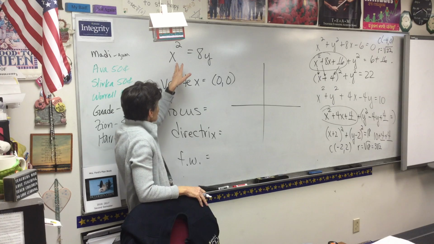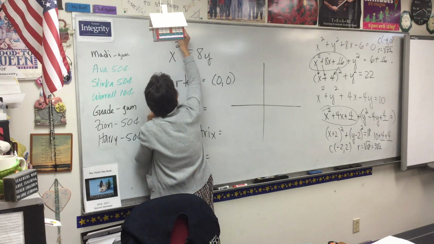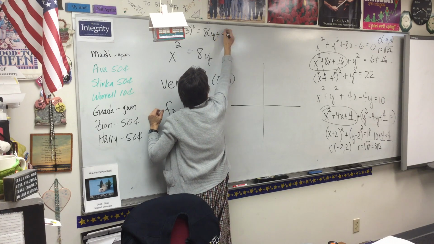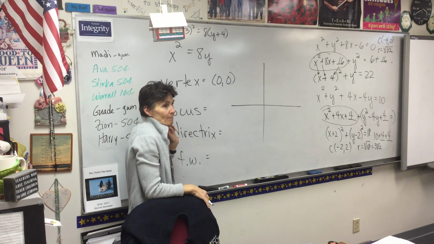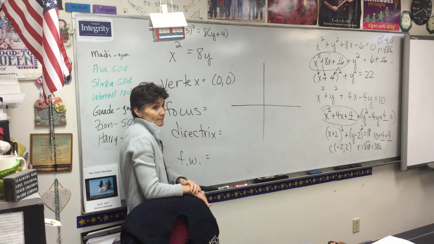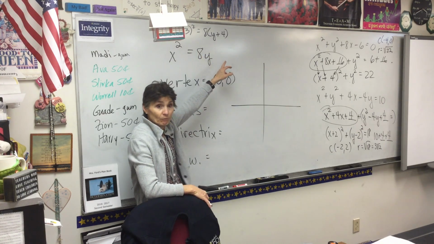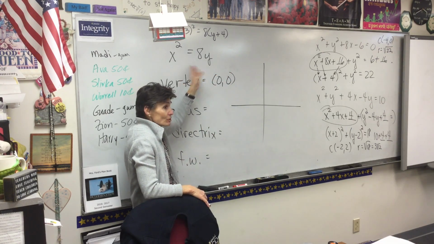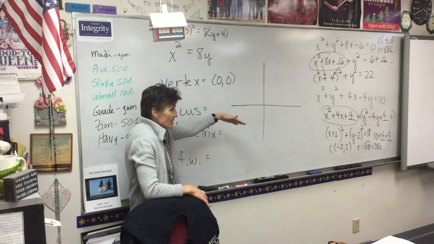So let me show you an example. If you had something like this, that vertex would not be at the origin. You want to take a wild guess where that vertex would be? At 3, negative 4. But because I don't have anything added or subtracted, I just stay at 0.